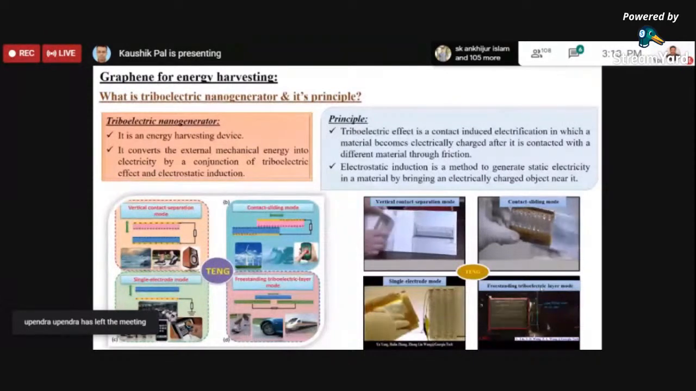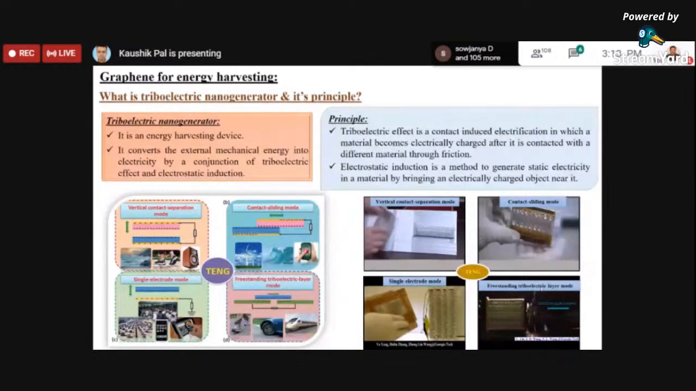Principle: the triboelectric effect is a contact-induced electrification in which a material becomes electrically charged after it is contacted with a different material through friction. So one becomes positive and one becomes negative. Electrostatic induction is a method to generate static electricity in a material by bringing an electrically charged object near it.